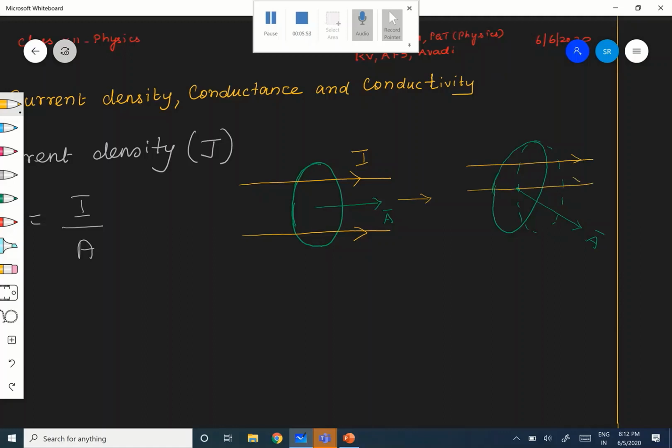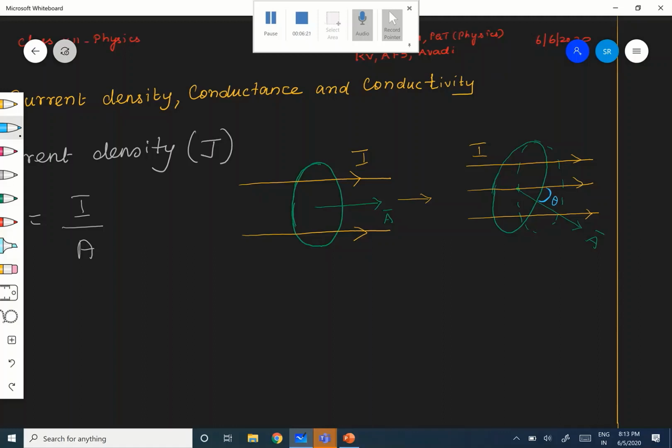Current direction is like this. Okay, hope you are following, children. Therefore, now what is the angle between the current and the area vector? Let it be theta. Therefore, what is the component of area here?